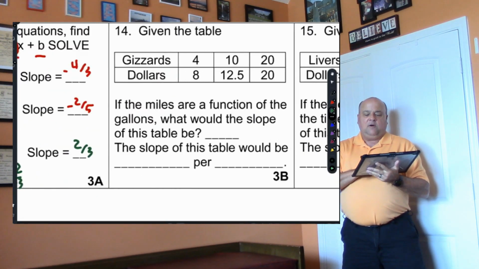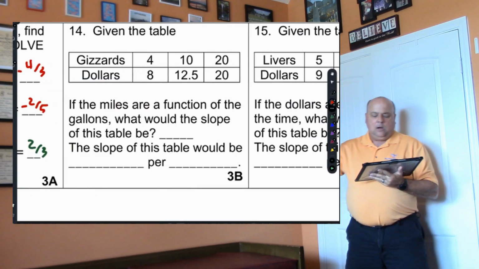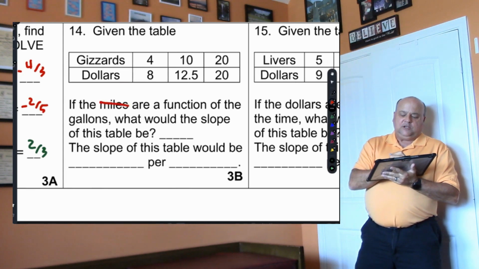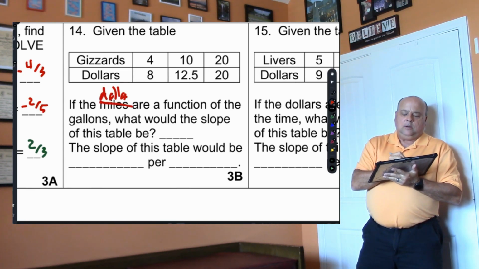Number 14. Okay, we want, on this one, we're going to have dollars is a function of the gizzards.